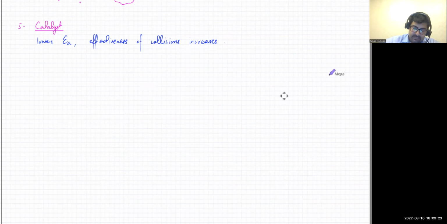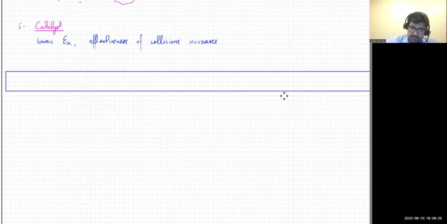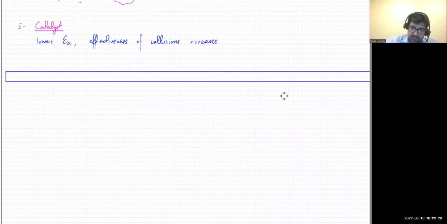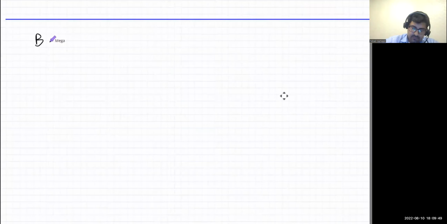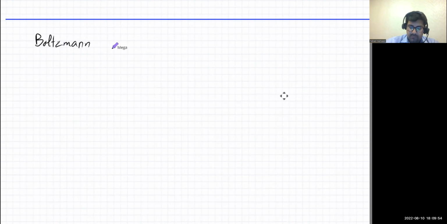What was the Boltzmann distribution? Just one second. So what's the Boltzmann distribution? That was the distribution of particles in a particular reaction or in a vessel or in a room. So I'll just go through this quickly.